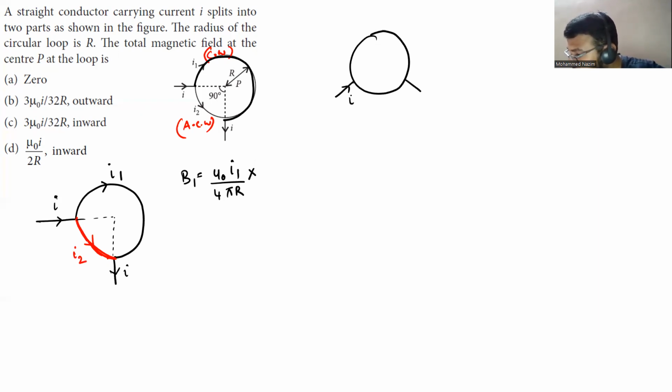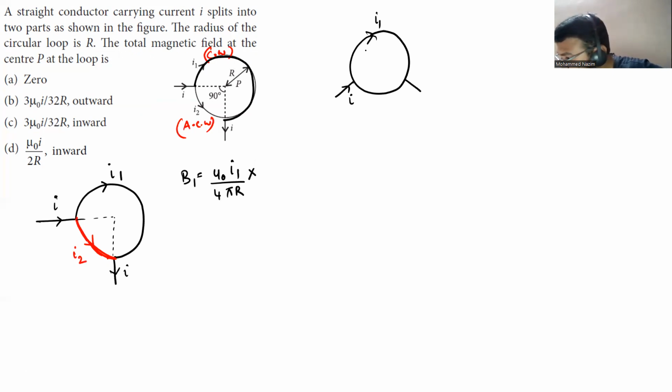See, this is current I. In the top portion, the current goes as I1, and in the bottom portion, the current goes as I2. Let us say this part of the circle is going to subtend some angle, say theta, at the center. Here it's given 90 degrees, no? So it doesn't depend on the angle. So let me call this angle theta 1 and this angle theta 2.